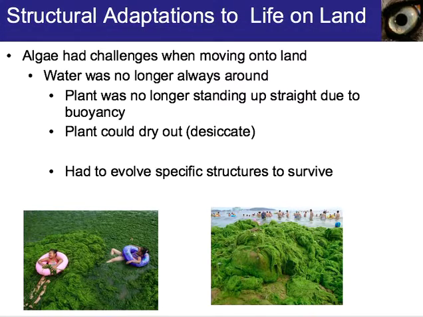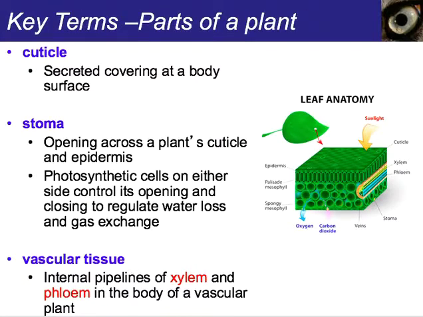So algae had challenges when moving onto land. When you move onto land, water was no longer always around, and the plant was no longer standing straight up due to buoyancy, like the algae you're seeing here. Also, the plant could dry out or desiccate, and so the algae had to evolve specific structures to survive. And I expect you to know the following structures. The first one is the cuticle. The cuticle is a secreted covering at a body's surface. And we'll talk a little bit more about that cuticle in just a minute.